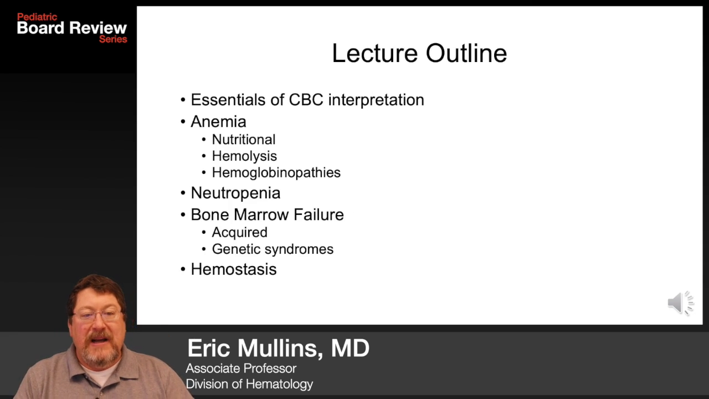This is the lecture outline. To begin with, we're going to talk about how to interpret a CBC and the basic meanings of the various indices that you get other than just the hemoglobin and the hematocrit. We're going to go on then to talk about anemia. We'll then talk about neutropenia as the primary low white blood cell abnormality that you see, and then we'll talk briefly about bone marrow failure, both acquired and genetic syndromes, and then finally we'll touch base on hemostasis and platelet disorders. So as you can see, we've got a very broad agenda for today.